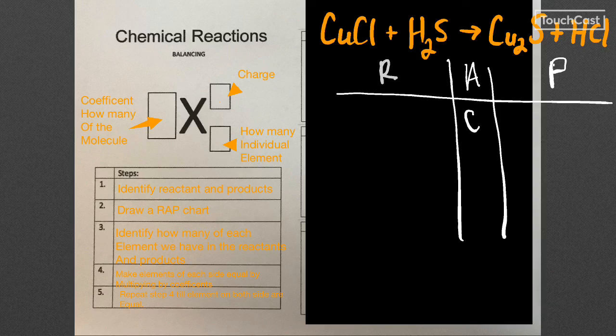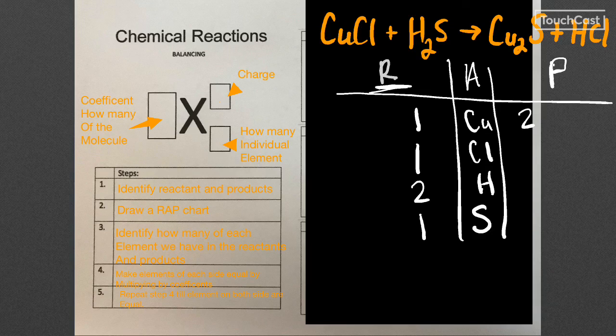We then need to identify how many of each element we have. So we have copper, chlorine, hydrogen, and sulfur. We have 1 copper, 1 chlorine, 2 hydrogens, and 1 sulfur on my reactant side. On my product side, I have 2 copper, 1 chlorine, 1 hydrogen, and 1 sulfur. And so, step 4 is make the elements on each side equal by multiplying by coefficients.